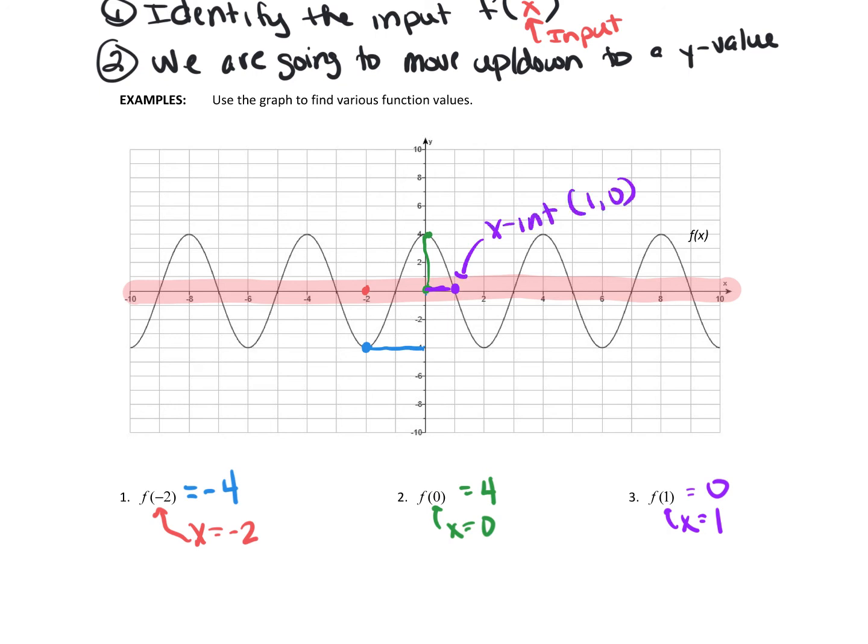Another way of doing this is to actually write the point on the graph that you're looking at. So for instance here, that point is the point -2, 4. Notice that the x is -2 and the y is 4. This point here is 0, 4. Here the x is 0 and the y is 4. And then this point is 1, 0. Here the x is 1 and the y is 0.